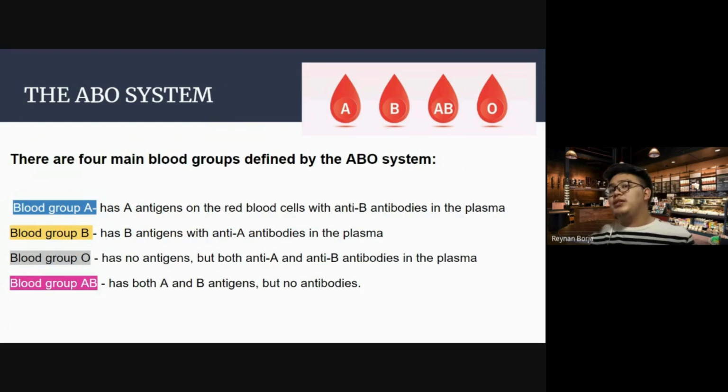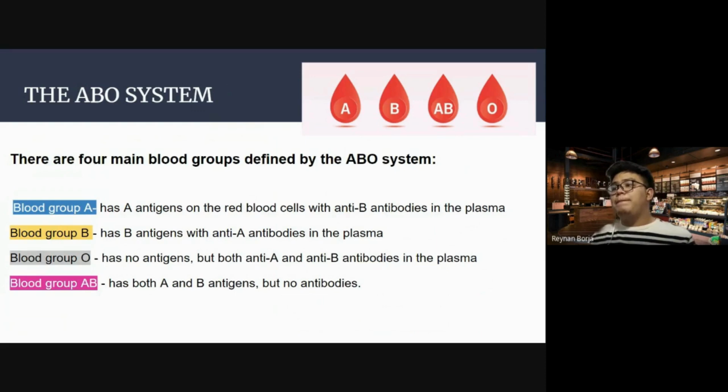So siyempre, si blood group B, meron siyang B antigens with anti-A antibodies in the plasma. Blood group O, walang antigen, remember that, but blood group O has both anti-A and anti-B antibodies in the plasma. Okay? Blood group AB has both A and B antigens, but no antibodies.